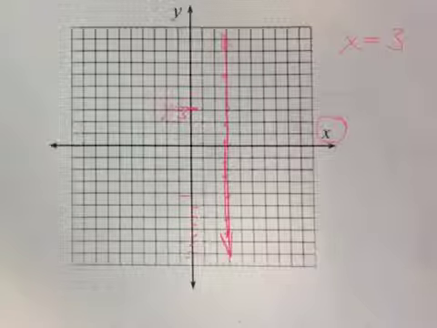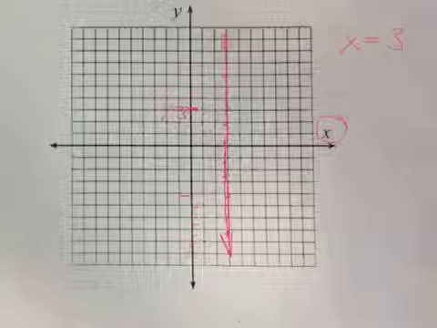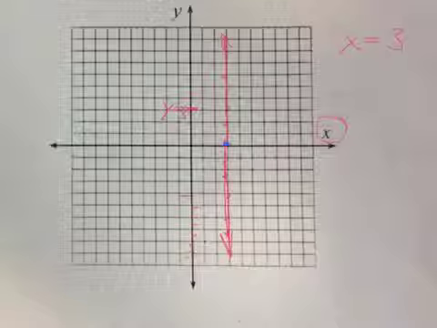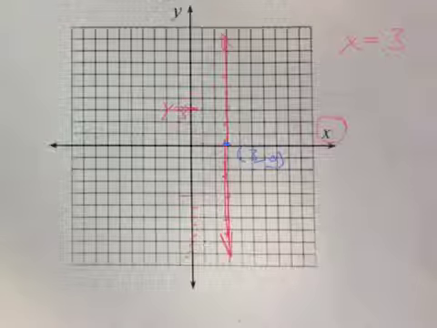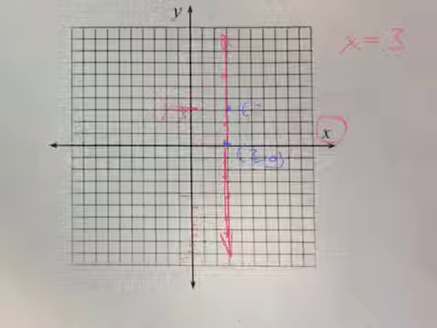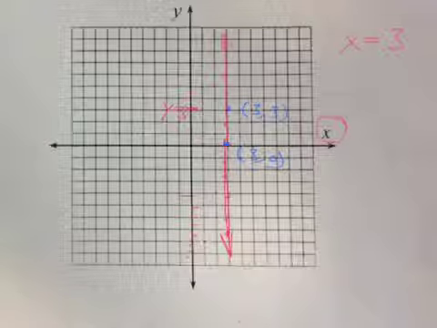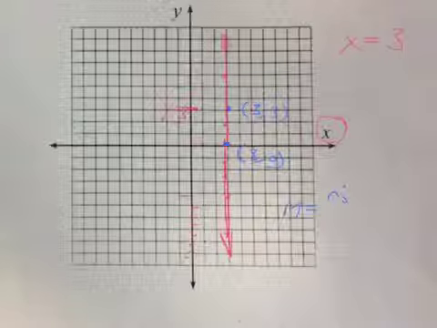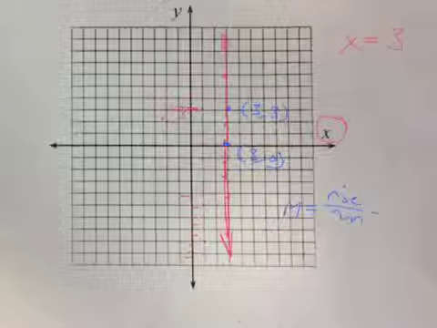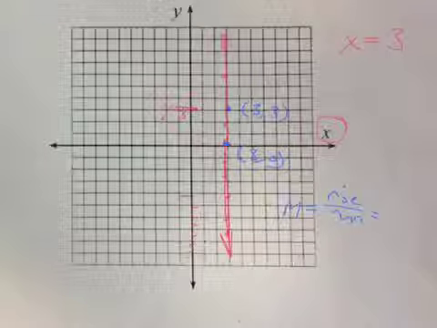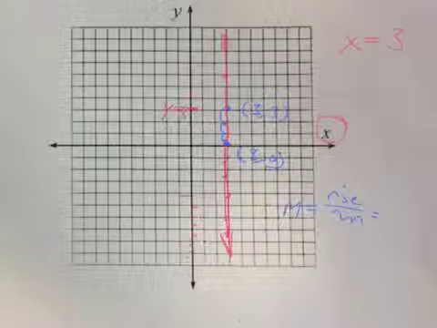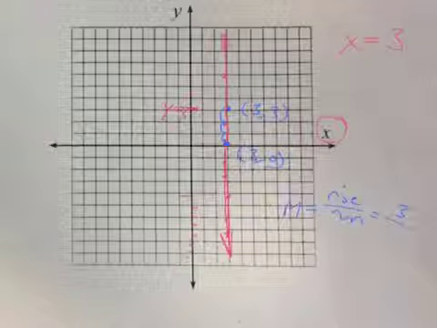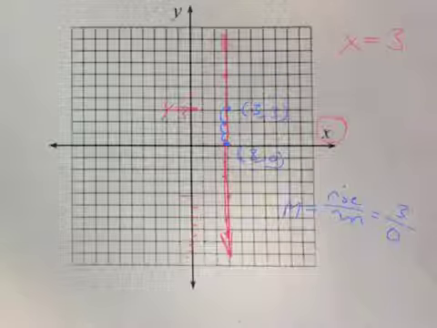Okay. Now, in order to understand what the slope is on this, I'm going to pick 2 points. So we'll pick 3, 0, and we'll pick 3, 3. Now we know that slope is equal to your rise over your run. So what's your rise on this one? My rise is going up 1, 2, 3. What's your run? Well, I can't go over anymore, so my run is 0.